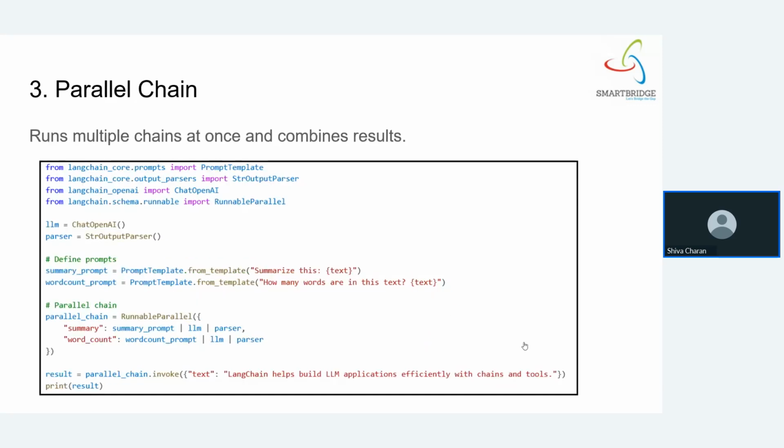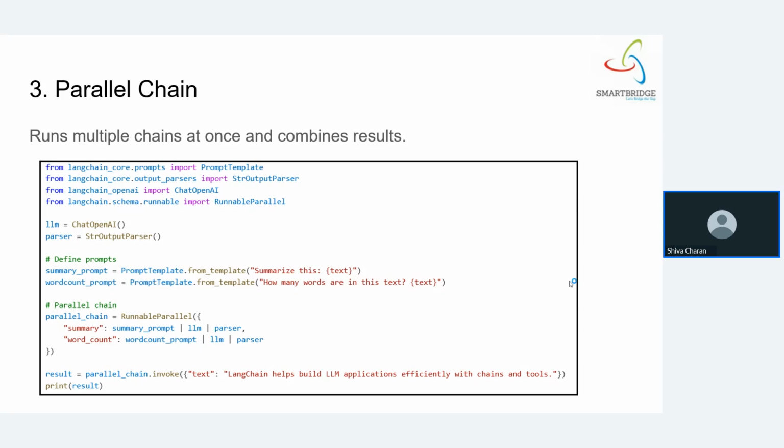So what exactly is the parallel chain doing? What it says is, it runs multiple chains at once and combines the results, okay? It will run multiple chains at one time, at a single time. And how is it running everything at once? Parallelly, it is running each and every chain. And it is combining the results. So we'll just see this.